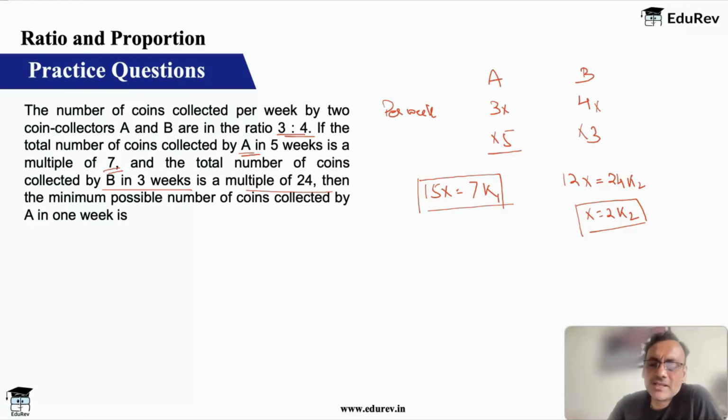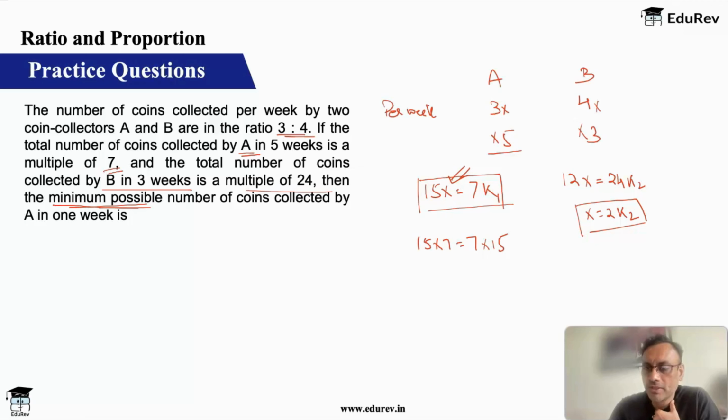So x is 2k2, and from here 15x is equal to 7k1. Now you can see 15 and 7 both are co-primes to each other. So k1, there is no other option, but k1 has to be a multiple of 15, okay, and x has to be a multiple of 7 for this to work. So then the minimum possible number of coins, so I want to minimize the value of x. Here you can see the minimum possible value of x is 7. So that 15 into 7 is equal to 7 into 15, for it to be an integer.